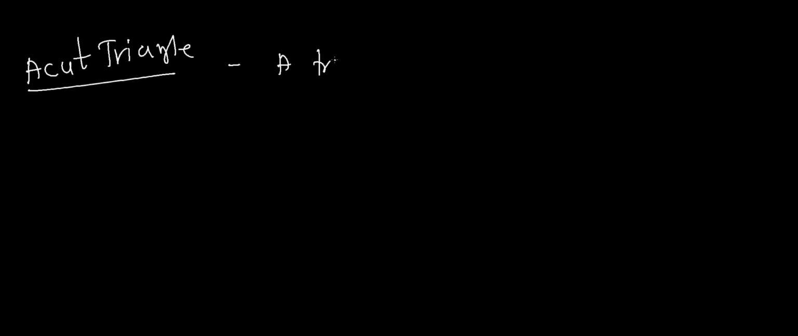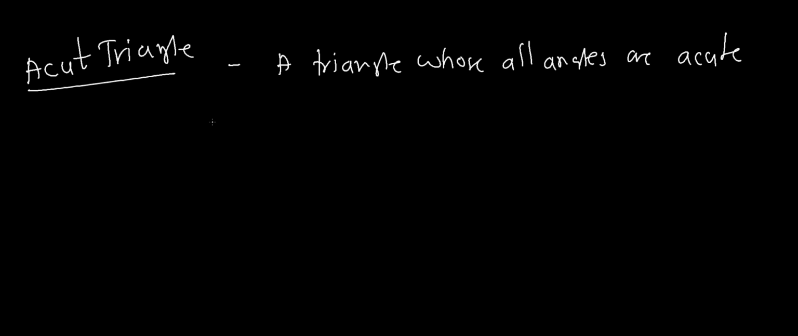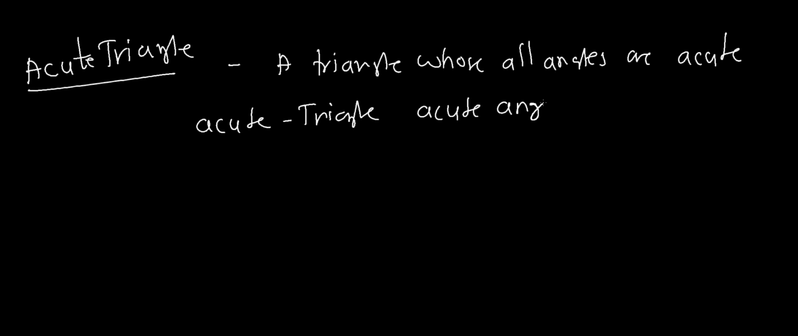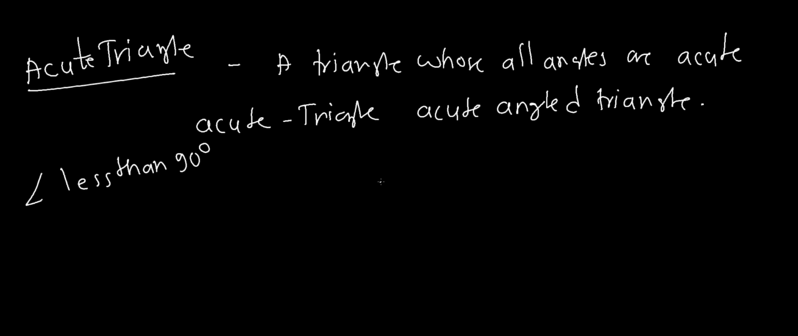Now based on the angles, first there is the acute triangle. An acute triangle means a triangle whose all angles are acute is called an acute triangle or acute angled triangle. And an acute angle means an angle less than 90 degrees. That's the acute angle.